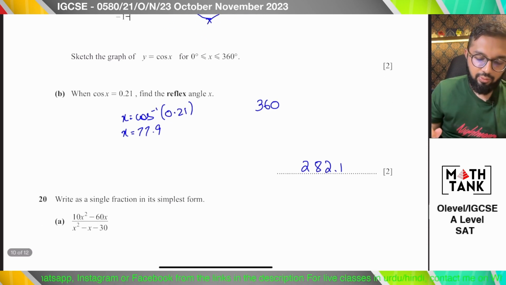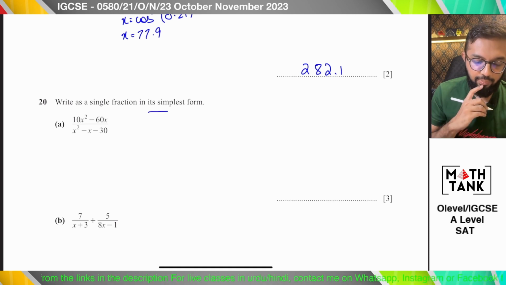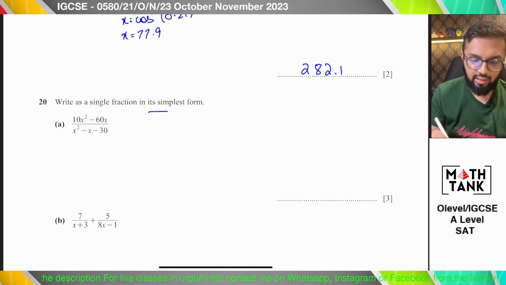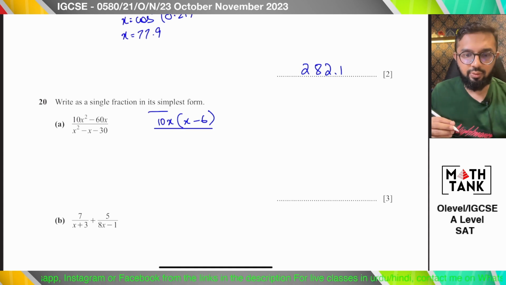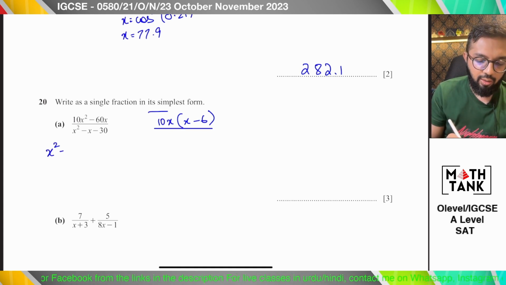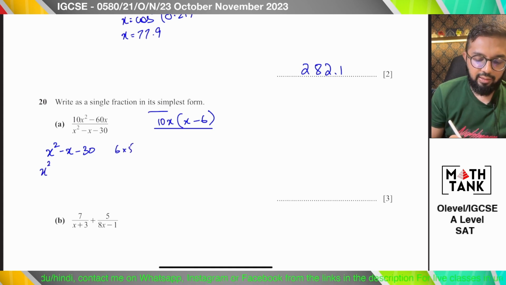Okay, moving on to question number 20 then. It says write as a single fraction in its simplest form. Both numerator and denominator can be factorized. What do I see common in the numerator? It's 10x, so I'm left with x minus 6. The denominator is a three-term quadratic, so I'm going to do a bit of breaking the middle term. 30 has to be broken down. Factors of 30 that I can think about are 6 and 5. So I'm going to break up the middle term into minus 6 and plus 5.